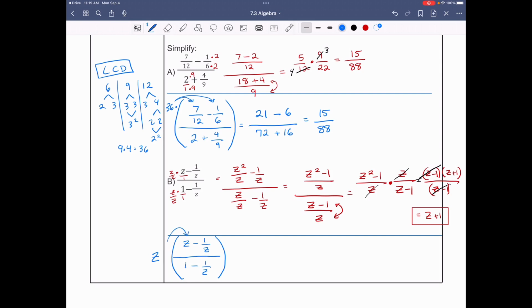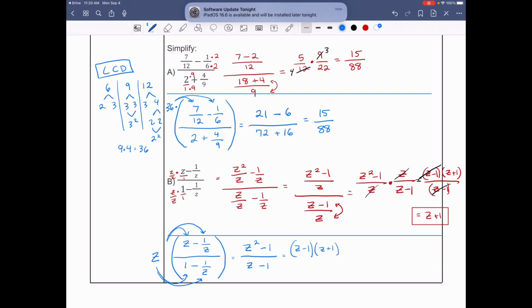So this becomes z squared. The z's cancel, so you're just left with minus 1 over z. The z's cancel, so you're left with just minus 1. This factors to z minus 1, z plus 1, over z minus 1. And we end up with the same thing with a lot fewer steps, z plus 1.